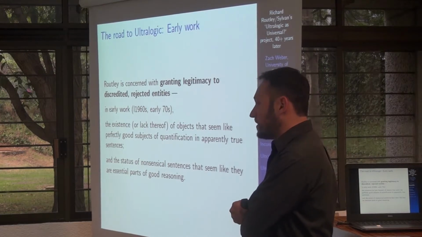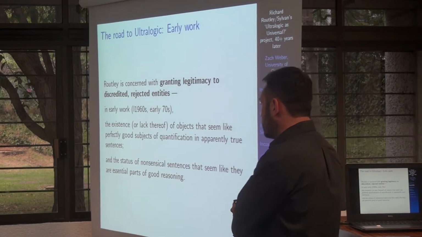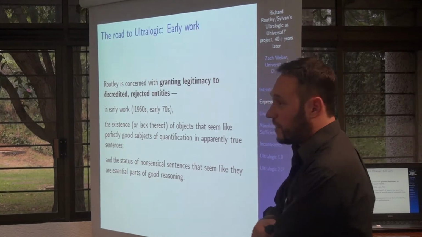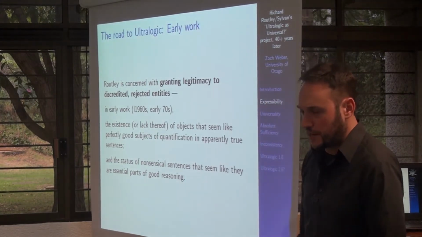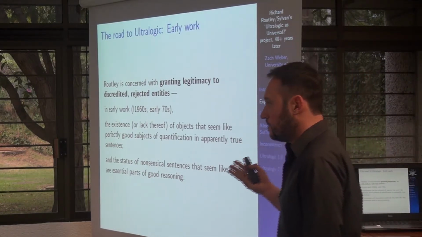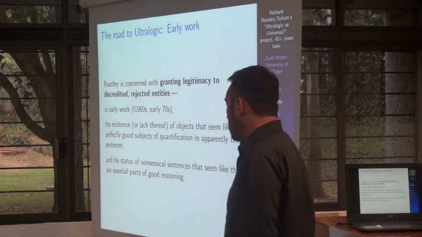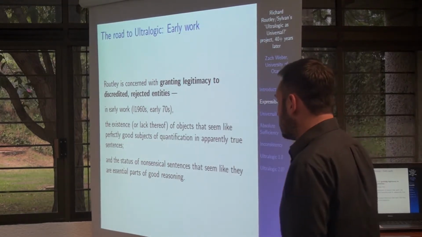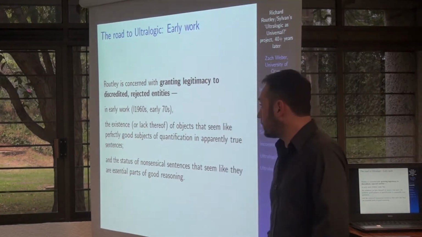Right from the start, even in the mid-1960s, he is concerned with granting legitimacy to discredited and rejected entities. So he's interested in the existence or lack thereof of objects that seem like perfectly good things to reason about. Early on, he's just thinking about, hey, scientists talk about things like frictionless planes. And there are no frictionless planes, but they're really handy to think about. And maybe we should take that seriously. And he starts to be interested in the status of nonsensical sentences that seem like essential parts of good reasoning, even if they are nonsensical.